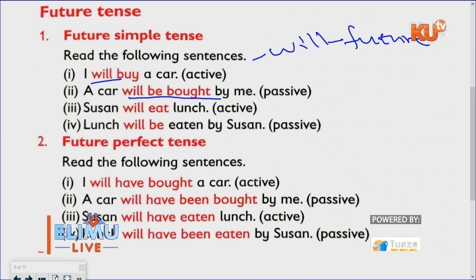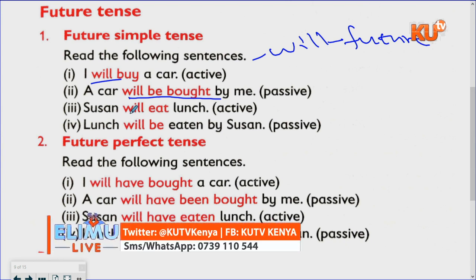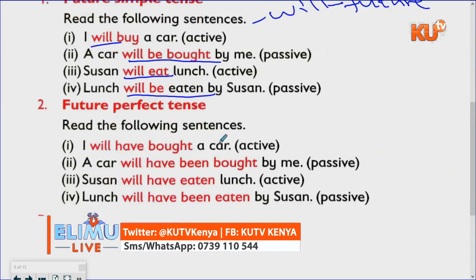Susan will eat lunch. Lunch will be eaten by Susan. So will eat changes to will be eaten, changes to the participle.